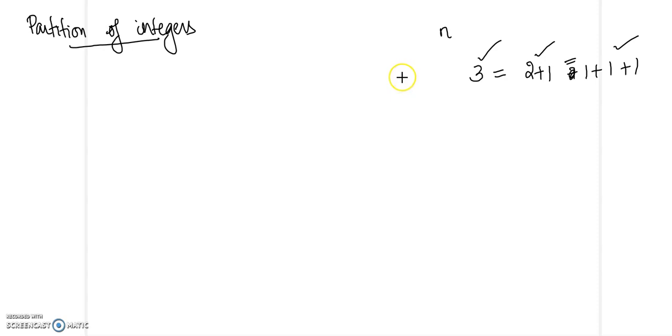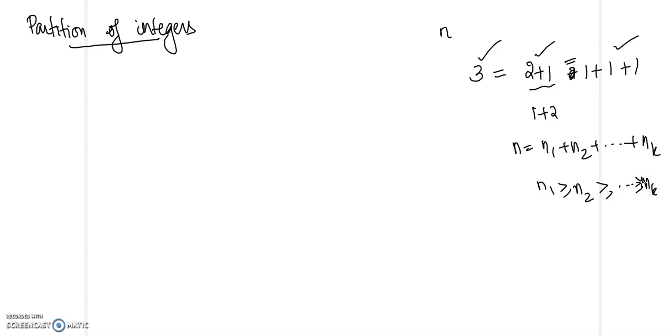Now when we write a partition, the order in which I write this is immaterial. 2 plus 1 is same as 1 plus 2. But usually when you write the partition, we write in the form n1 plus n2 plus etc plus nk, where you have n1 greater than or equal to n2 greater than or equal to nk. So that is one way of putting it in a standard form. So that's how we define partition. So let us write down the definition.